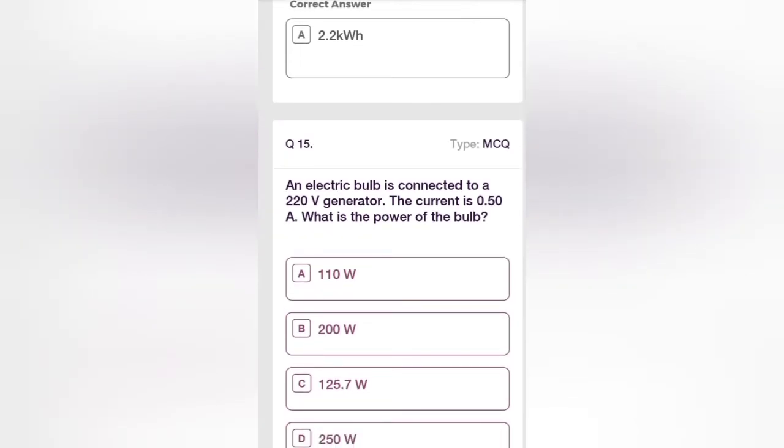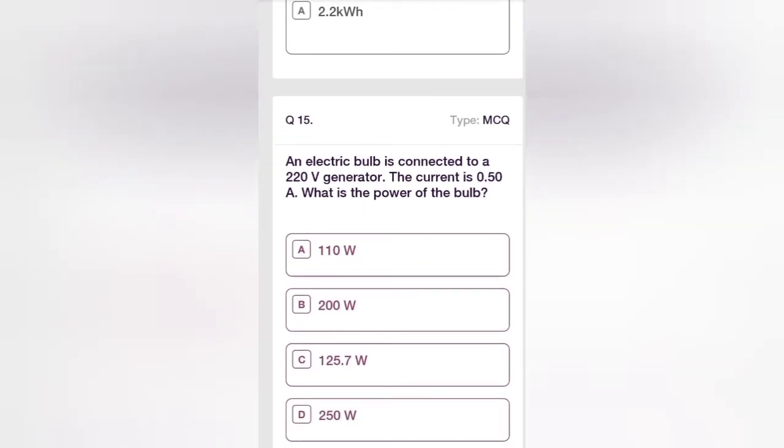An electric bulb is connected to a 220 volt generator. The current is 0.5 amps. What is the power of the bulb? See, we need to find the power. Having been given the voltage and the current, we need to find power.